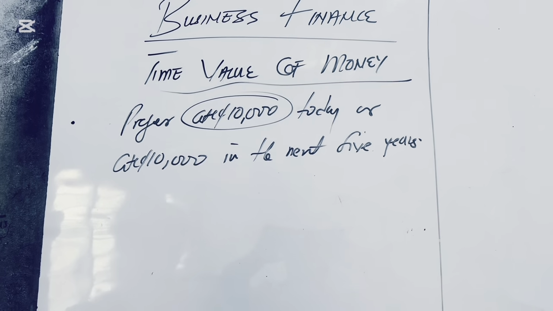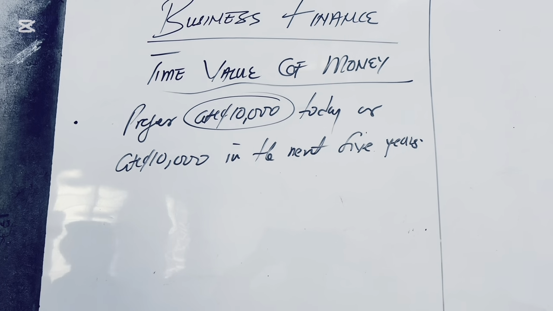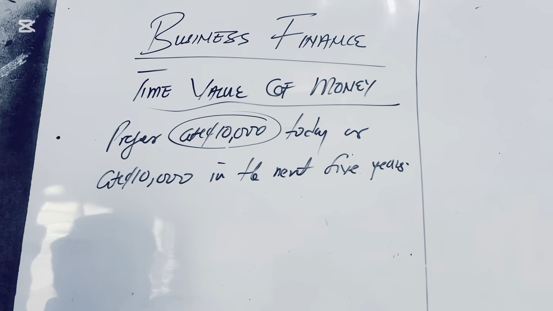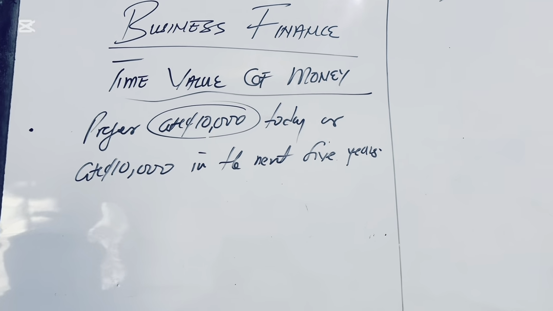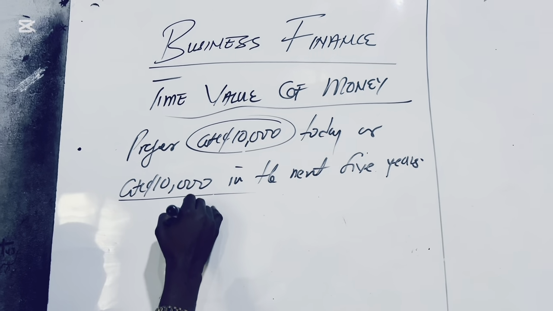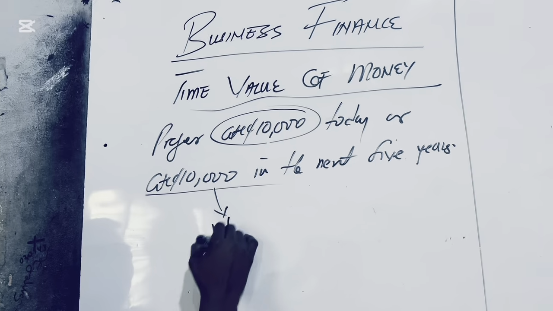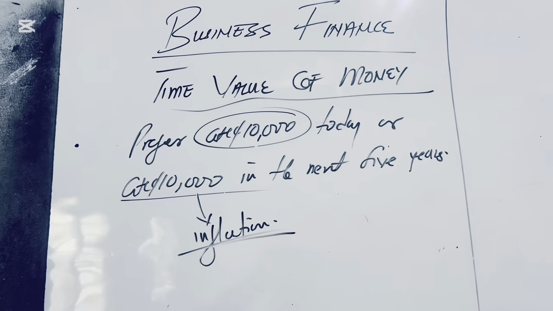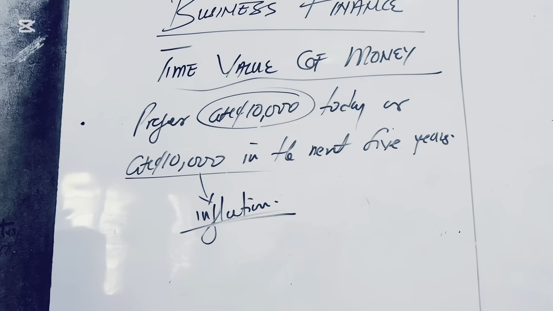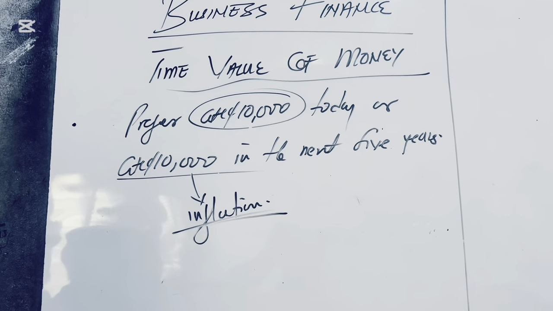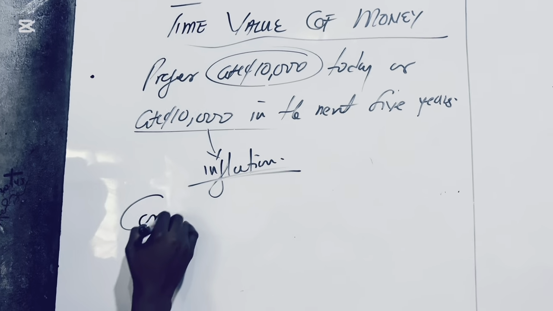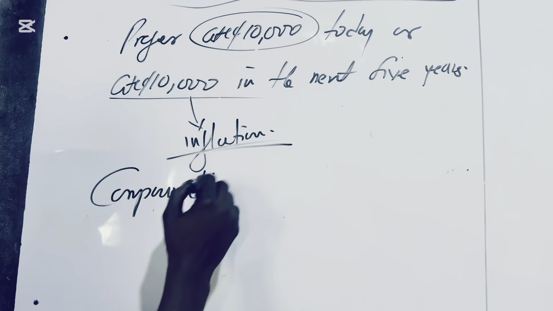You see, the majority of us will go for 10,000 Ghana cedis today. Why? Because with 10,000 Ghana cedis today, we can work with it and earn interest on it. Whereas if you go for 10,000 Ghana cedis in the future, the value of money normally reduces. Why? Because of what we call inflation. As we all know, inflation reduces the value of currency. So we prefer 10,000 now to 10,000 in the next 5 years.